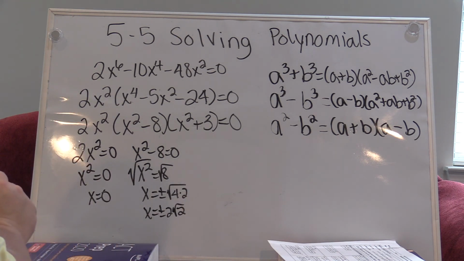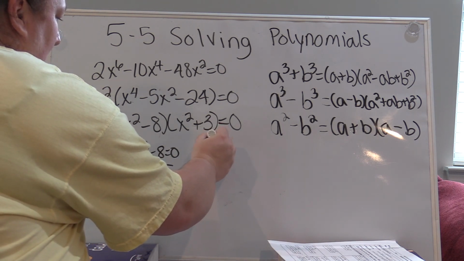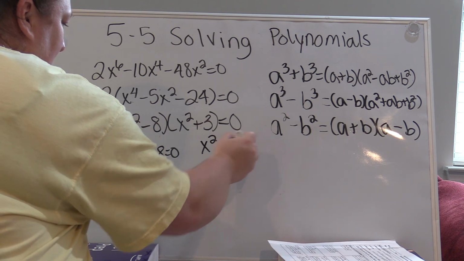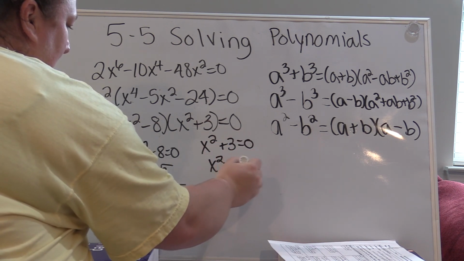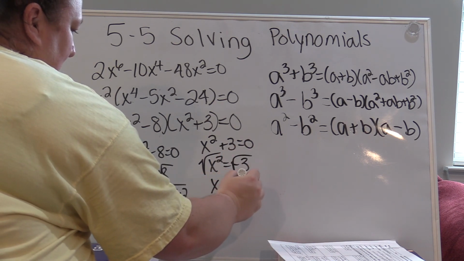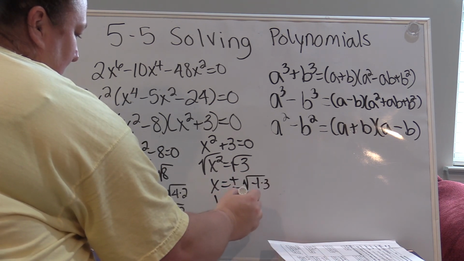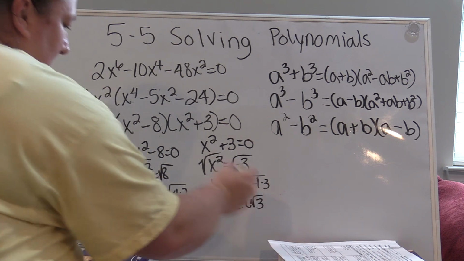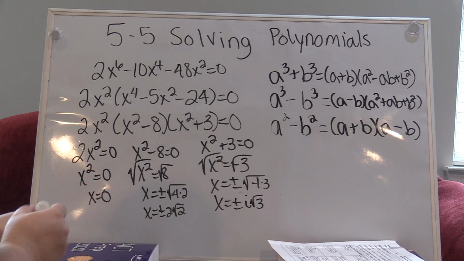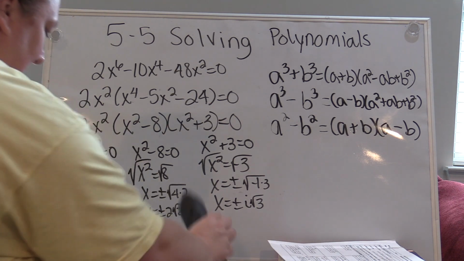And then I have x squared plus 3 equals 0. X squared equals negative 3. Take the square root of both sides. X equals plus or minus the square root of negative 1 times 3. And x equals plus or minus I square roots of 3. I'm wondering if this is easier for you all, because you can all stop and start the video as this is easier for you. I have 2 more examples for us to do.